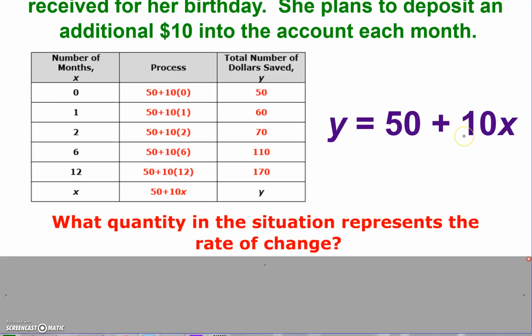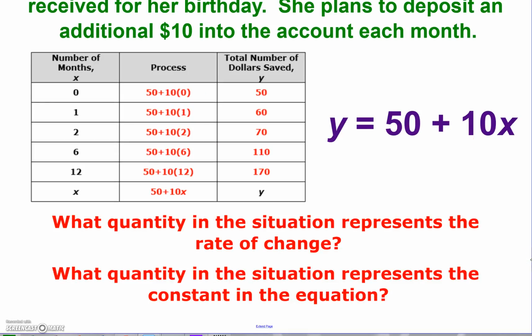Or it could be 50 plus 10x. You need to know that you can write it any way. So what quantity in the situation represents the rate of change?